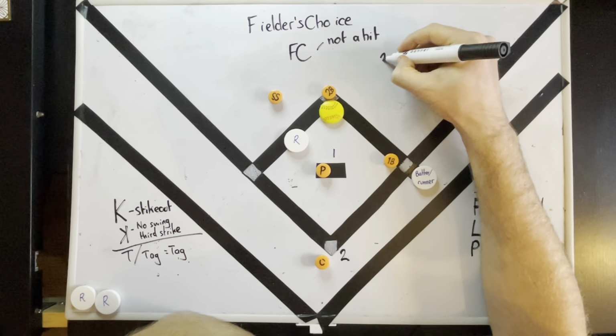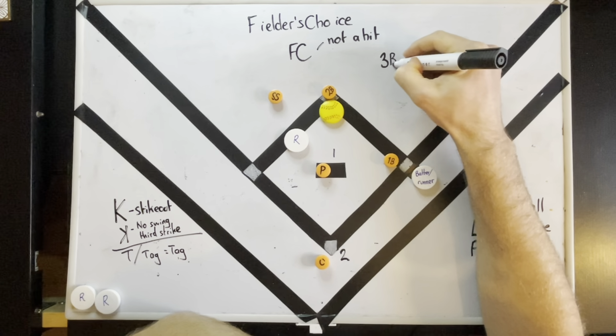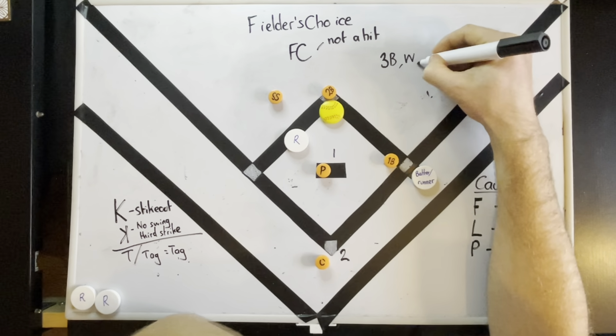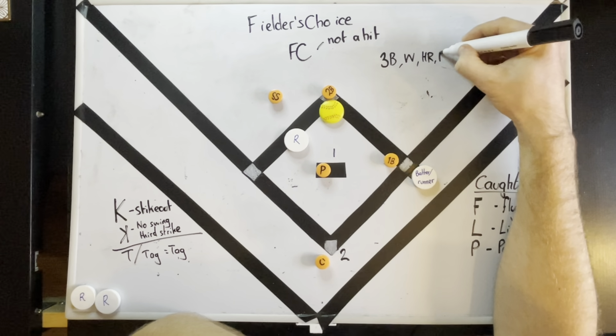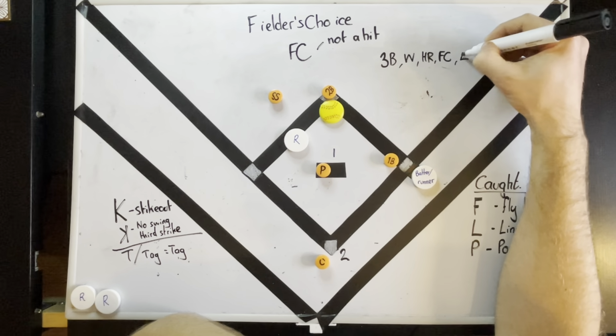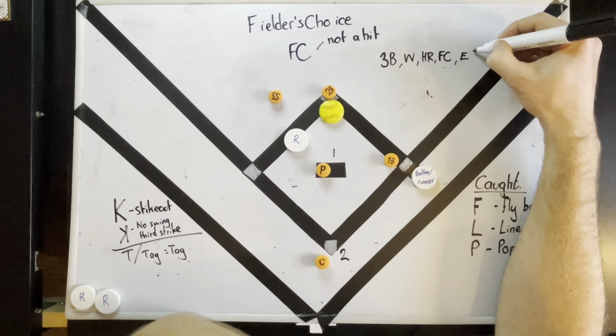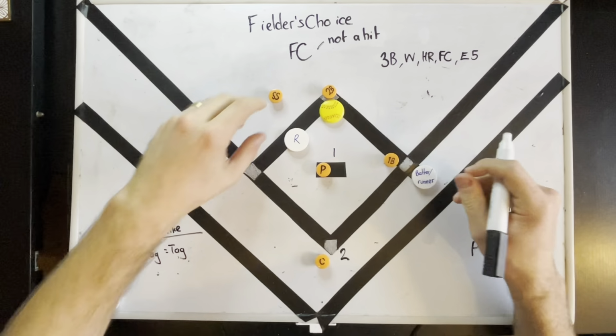So in this instance, let's assume I got a triple. I got a walk. I got, let's say, a home run. And then I got a fielder's choice. And let's say I got an E6. No, let's say an E5. Let's spread the love around, shall we?